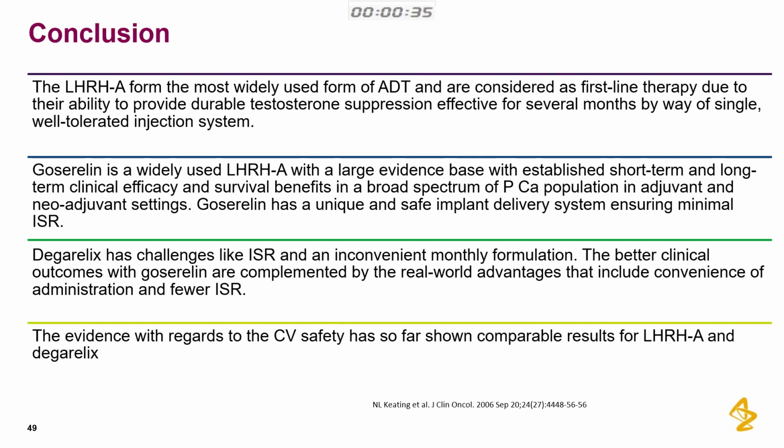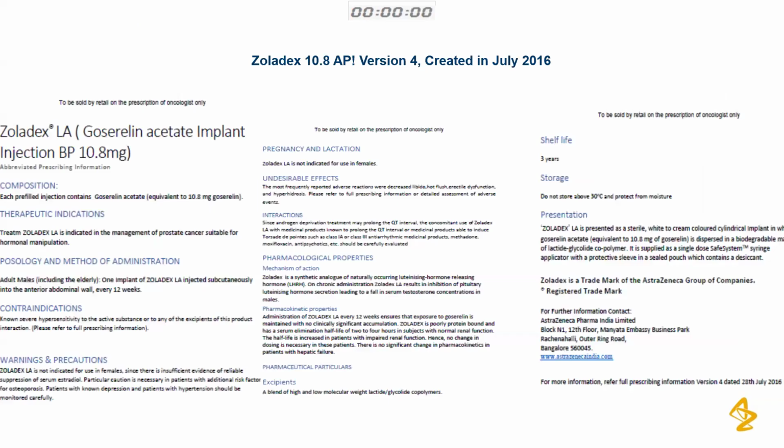So LHRH antagonists and agonists form the widely used forms of ADT and are considered first-line therapy due to their ability to provide durable testosterone suppression, effective for several months, with a well-tolerated injection system, and goserelin is a widely used injection with the various advantages I've shown you in the various slides. Although useful in the initial setting, it has its challenges like injection site reaction and inconvenient formulation. And now with better real world data and the benefit of cardiac safety, both can be used in their respective settings.